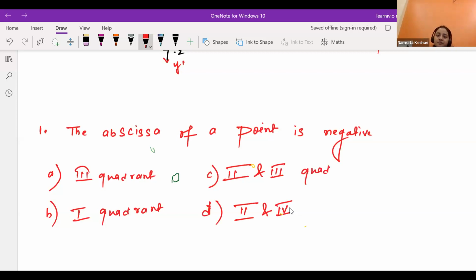Tejas, please. Ma'am, in the second. Anyone? In second and third. In second and third, that means option C, right? Yes, ma'am. Yes, option C. In the second and third quadrant the abscissa, that means the x coordinate, is negative.